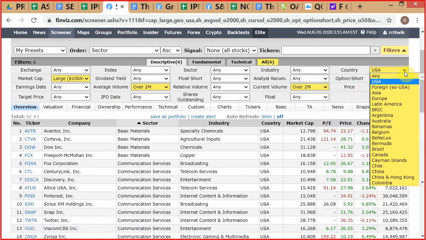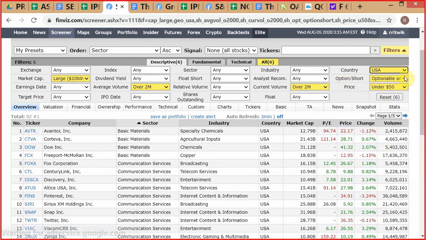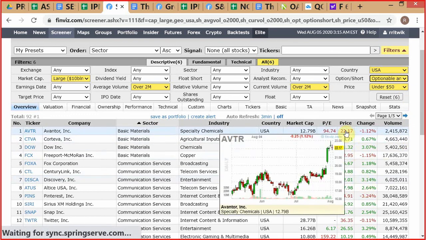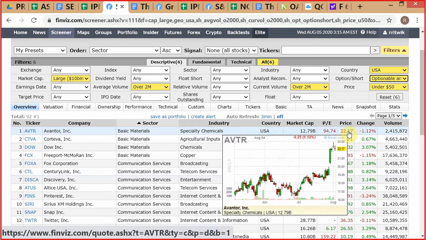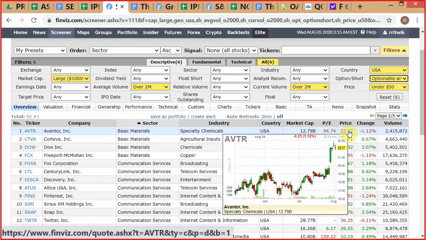Country, I only want USA. Optionable, shortable, we'll discuss later on. These generally tend to be liquid stocks. Price under $50 because you have only $1 million. Each stock has a minimum lot size of 100 shares. So if you buy any stock, you will have to pay 100 times that price. Here Avantor's price is 22.17. If you buy Avantor, the market lot is 100 shares, so you'll have to pay 22.17 times 100.